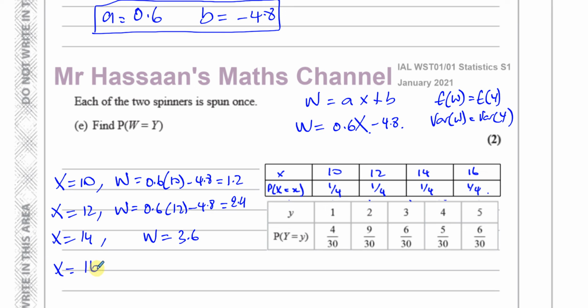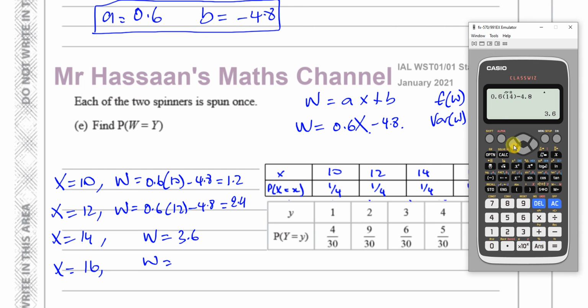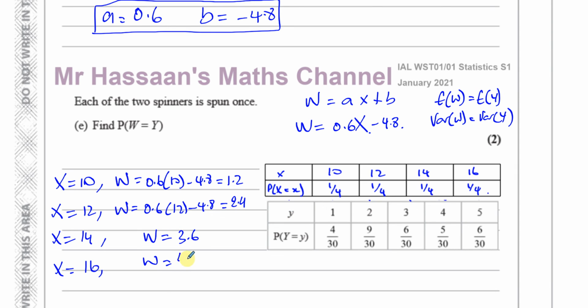When x equals 16, W equals 4.8. Okay, as we can see here, there's no value for W which matches any of the values of y over here. So I can't get any value which will be the same as these.